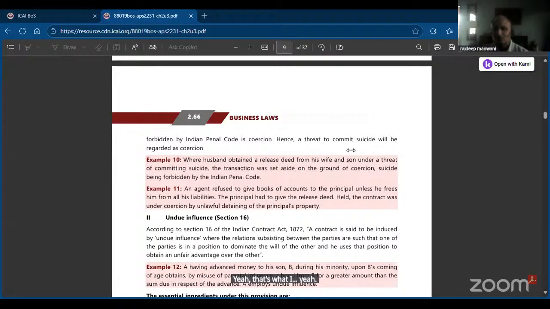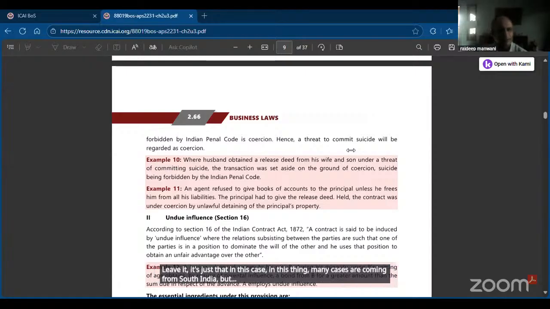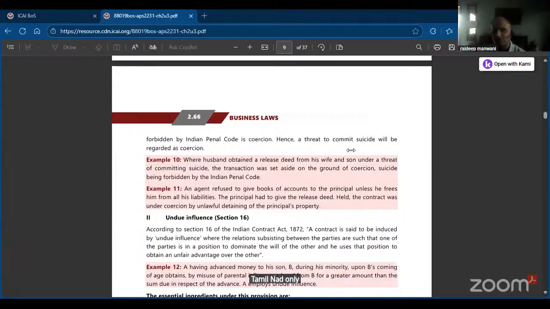What to do? All these criminals are all in Tamil Nadu, Andhra Pradesh. No, that Hansraj and all was North India. So leave it. In this case, many cases are coming from South India. When you come to agreements opposed to public policy also, you'll see a lot of cases from Andhra and Tamil Nadu only. It's crazy. I don't know how. Anyway, what to do?